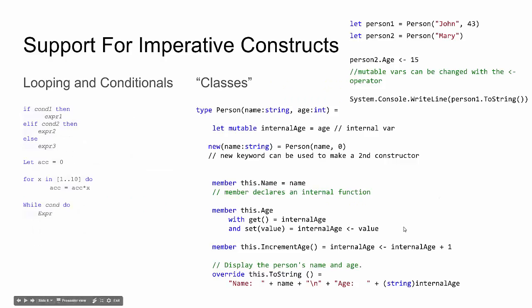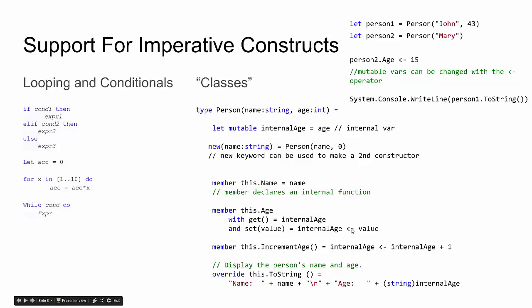F# also has support for imperative constructs. You can do if, elif, else statements. You can do for loops over lists. You can do while loops. You can also create classes with members, which is kind of cool. And it has built-in getters and setters.